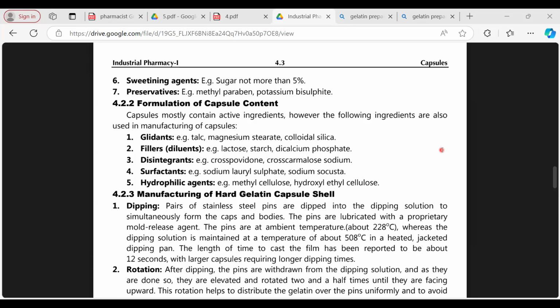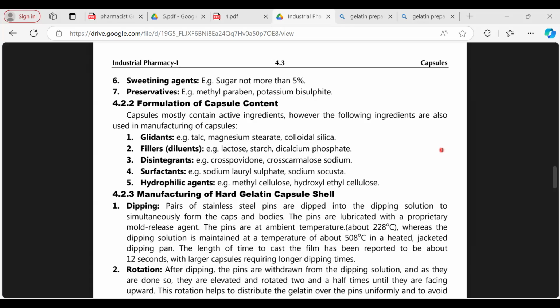Then we also need surfactants in order to improve the wetting angle and the solubility of the powders. So surfactants are also added. The most popular surfactant example given here is SLS, sodium lauryl sulfate. These are the general excipients used inside the capsule shell. And how the capsule shell is prepared, that we discussed.